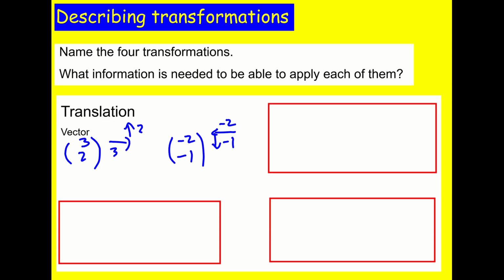It's called a vector and it exists in its own right. It's sort of an arrow. It's got a direction and it's got a magnitude, a size. So once you know your vector, you can describe your translation.